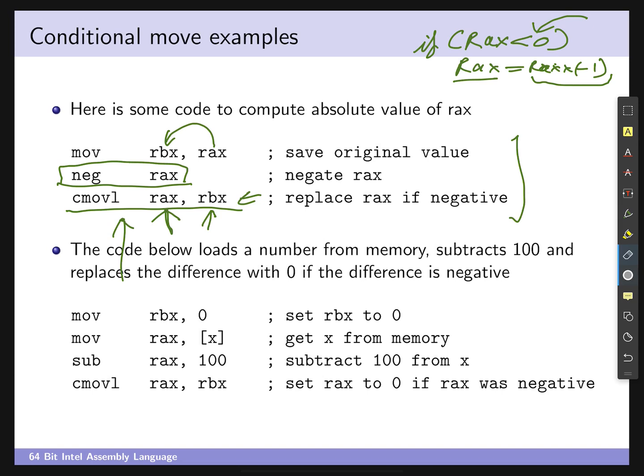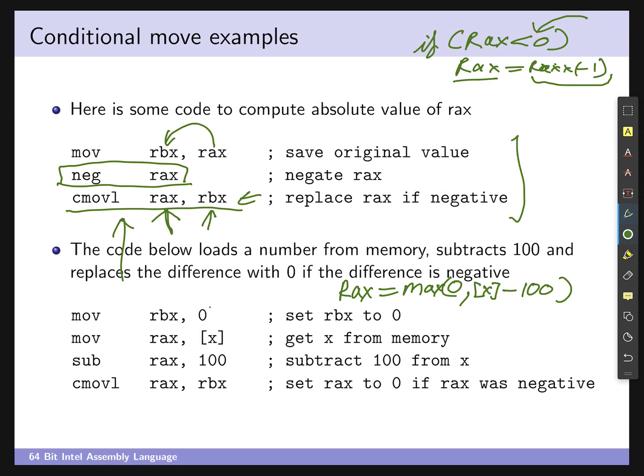Okay, so let's try and do something a little bit more complicated now. Let's say I want to try and use a conditional move to do the following. I want to set RAX to be the maximum between 0 and x minus 100. So in essence, I want to pull x from memory, subtract 100 from it. If it's still greater than 0, I will keep that value as my result. Otherwise, I want it to actually be 0. So let's do this with the assembler.